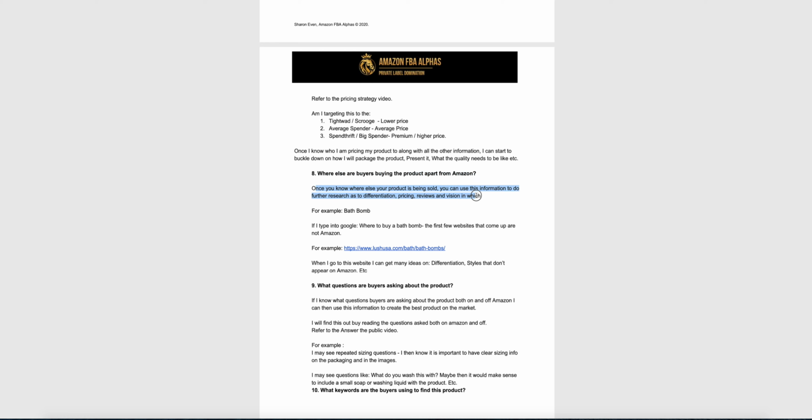So once you know where else the product is being sold, you can use that information to do further research. For example, differentiation, pricing, reviews, understanding the vision, etc. So for example, if we take the bath bombs, if I type into Google, where to buy a bath bomb, the first few websites that come up are not Amazon. So for example, if I was to click on this, when I go to the website, I can get many ideas on differentiations, styles, and things that don't actually appear on Amazon.